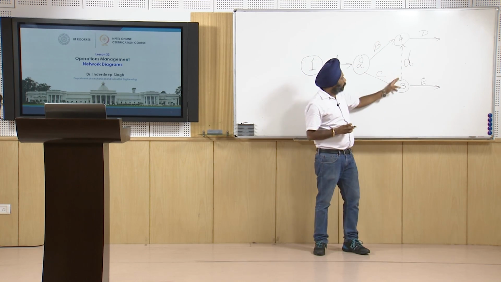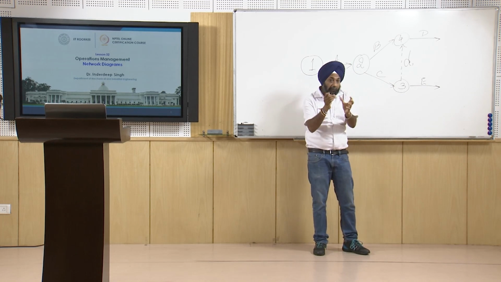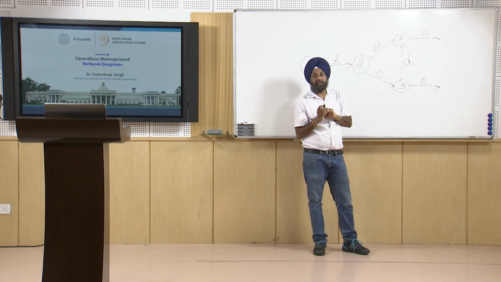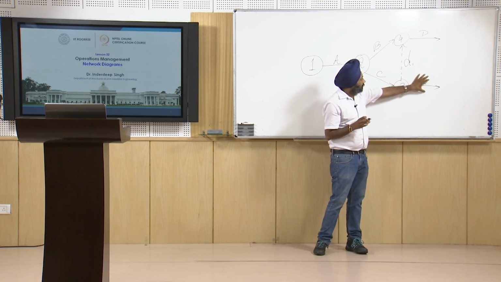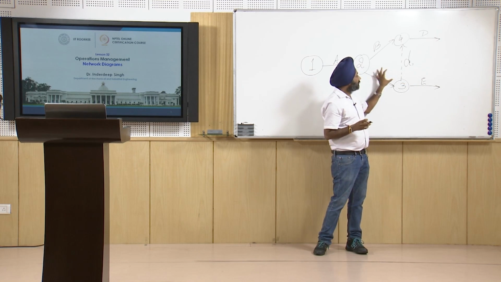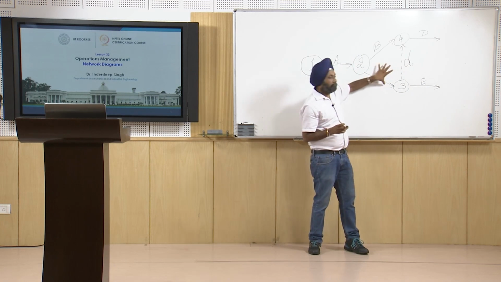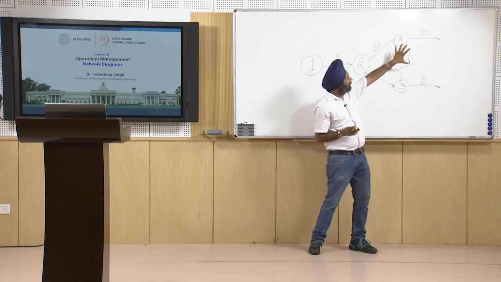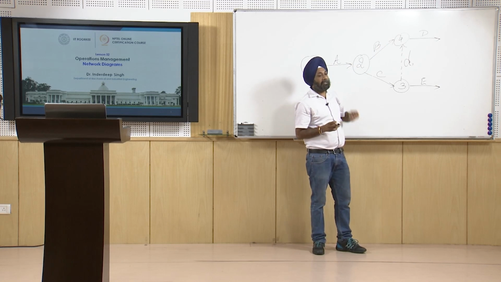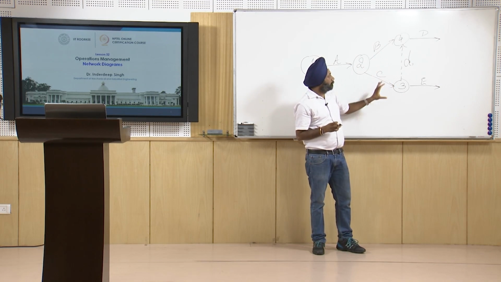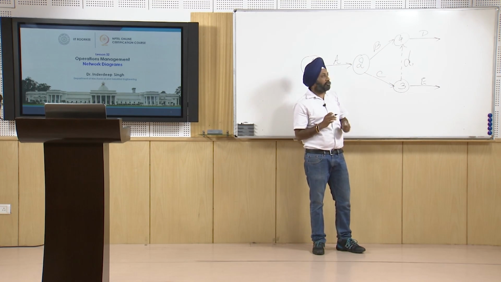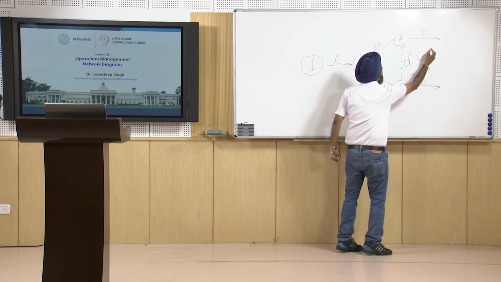Therefore the use of the dummy activity has helped us to establish the precedence relationship that C is the predecessor of E and E can only start when C has finished. Similarly, D can only start when B has finished. So this logic has been made possible only with the use of this dummy activity.